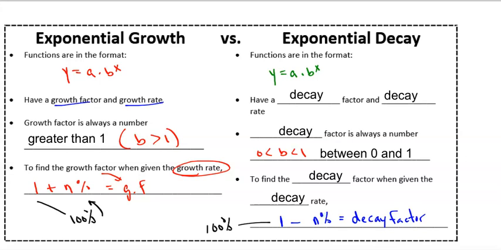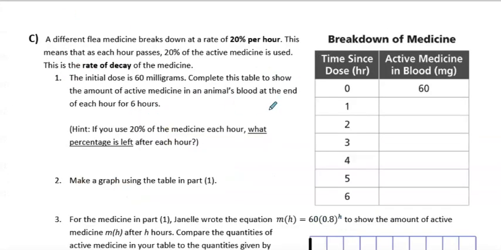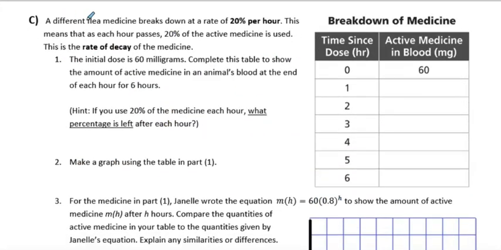Okay, so let's take a look at a few of these. We took our time with exponential growth. I think decay is going to go a little faster, so let's take a look. A different flea market, different flea medicine breaks down at a rate of 20% per hour. This means that as each hour passes, 20% of the medicine is used. This is the rate of decay, so this is my decay rate, 20%. The initial dose is 60 milligrams. Complete the table. Okay, so you have 60, and you need to decay 20%.